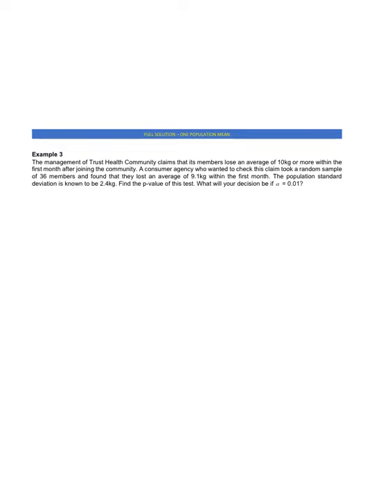Okay, look at the information given to us. Okay, we have a random sample of 36, so n equals 36, and then we have x bar equals 9.1. And the population standard deviation, so we know the value of the population standard deviation equals 2.4 kg. Okay, so this one is the case for known population standard deviation. And we have alpha equals 0.01.